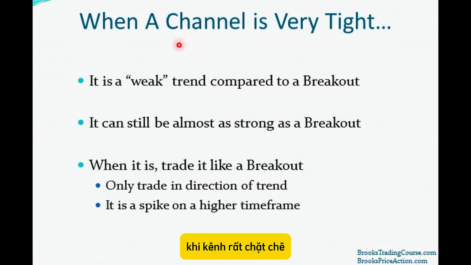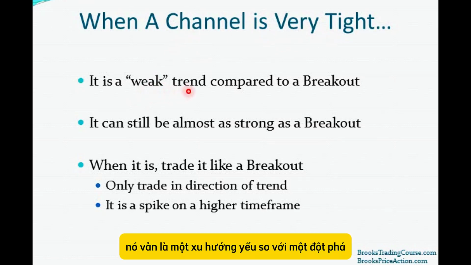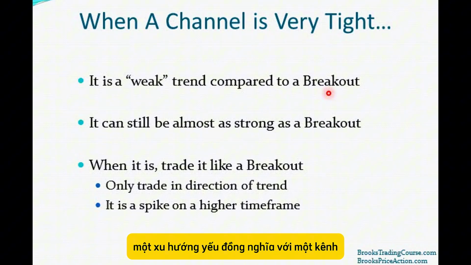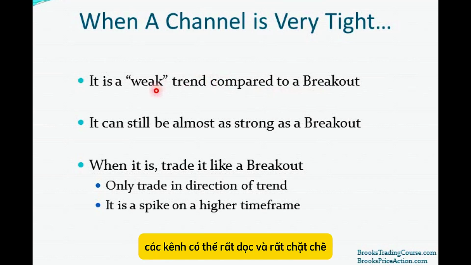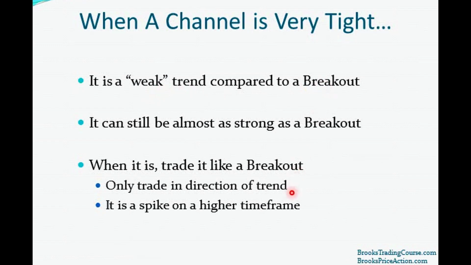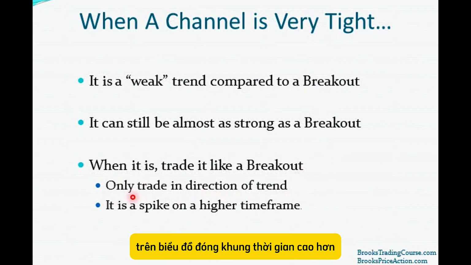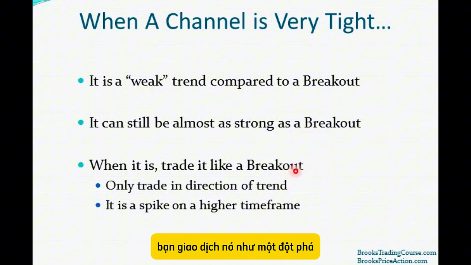When a channel is very tight, it's still a weak trend compared to a breakout. Remember, a trend is either weak or strong. A strong trend is a breakout. A weak trend is synonymous with a channel. But sometimes channels can be very vertical and very tight, very small pullbacks, and essentially a spike. And they usually are spikes on higher time frame charts. And when you have a channel that is so strong that it's almost as strong as a breakout, you trade it like a breakout. And you only take trades in the direction of the trend, and you try to swing.